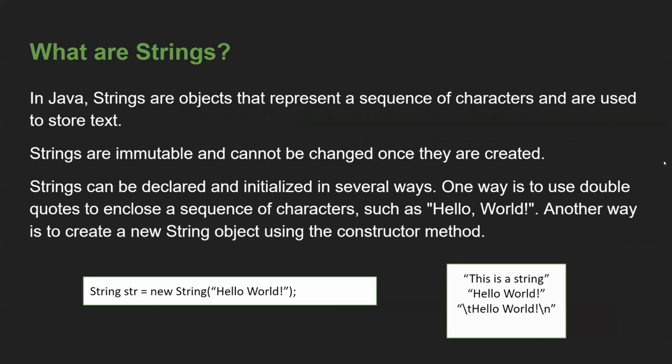So first of all, what are strings? In Java, strings are objects that represent a sequence of characters and are used to store text. Strings are immutable, meaning that they can't be changed once they're created. They can be declared and initialized in several ways. One such way is to use double quotes to enclose a sequence of characters such as, in this case, hello world. And another way is to create a new string object using the constructor method below.